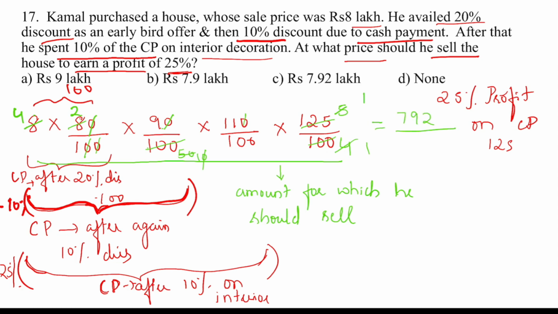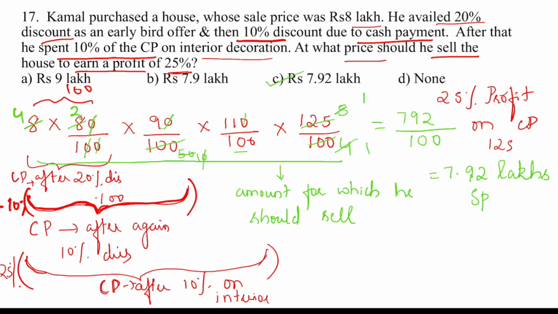792 divided by, what will remain here? Some 100 is remaining, so divided by 100. So 792 divided by 100 is how much? 7.92. Everything is in lakh, isn't it? So 7.92 lakhs should be the selling price to make 25% profit. So option C is the answer.